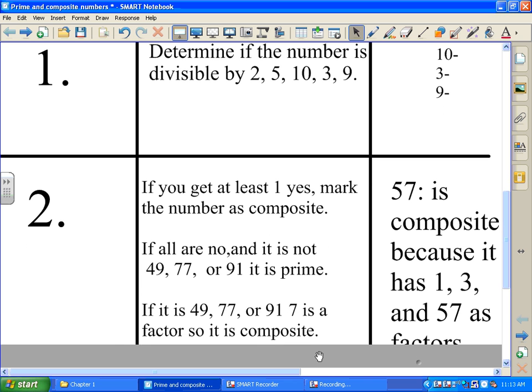Now, if the number is 49, 77, or 91, 7 is a factor for it. And we didn't learn the divisibility rule for 7, so those are the only 3 exceptions to the rule. 49 is 7 times 7. 77 is 7 times 11. And 91 is 7 times 13. So then it becomes a composite number because of the factor 7.